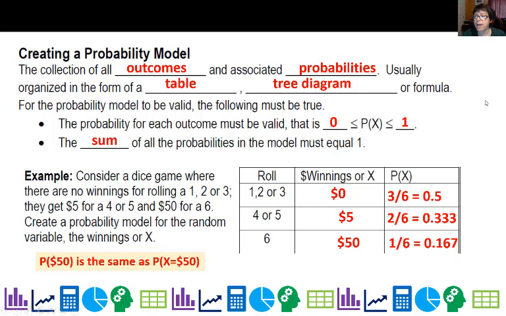And just to let you know, you can write it as P of $50, that's the same as saying P of X equals $50. So just a little notation advice there.